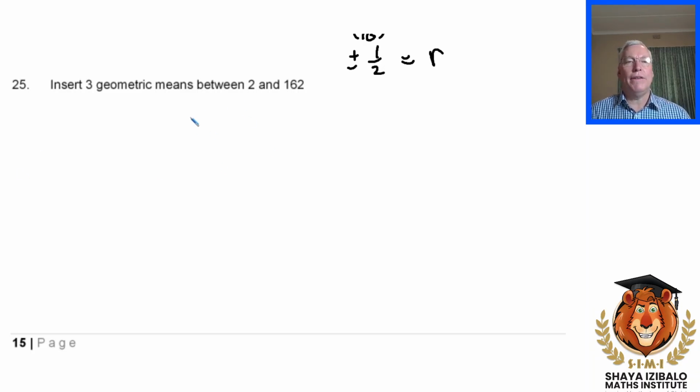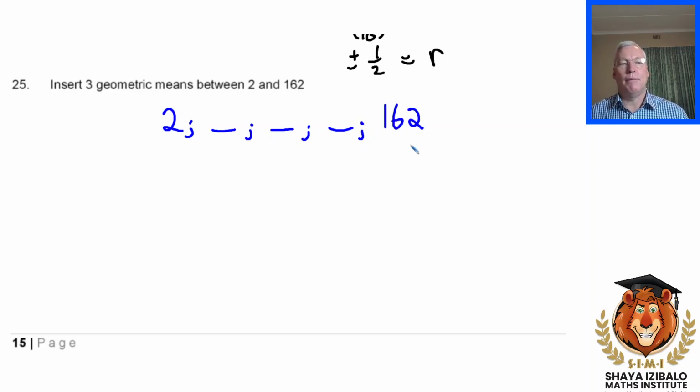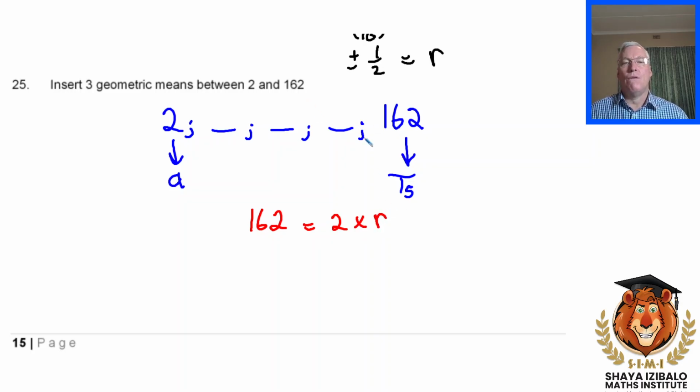All right, so once again, 3 geometric means. We've got 2, then 1, 2, 3, then we've got 162. Same as last time, I'm not going to write the formula down here. This will be T5. This will be A. 162 is A times R to the power of 4. Now we're going to divide both sides by 2. We get 81. R to the 4 is 81.